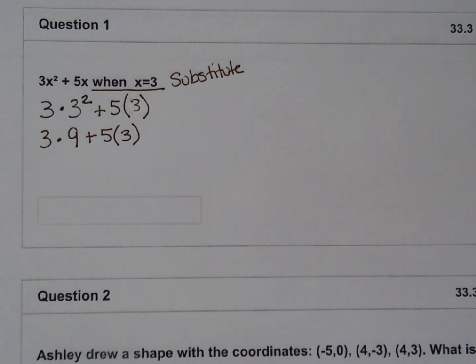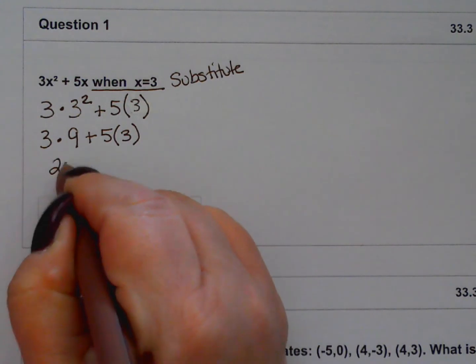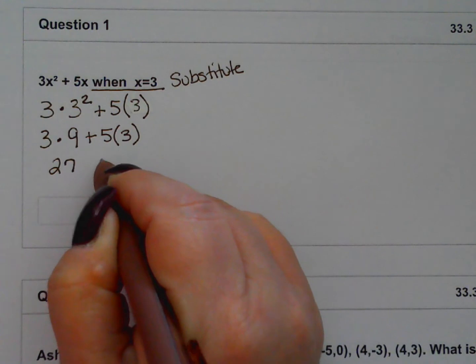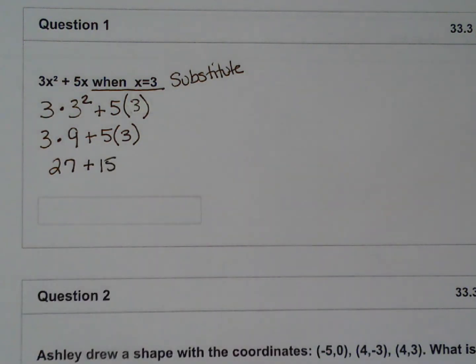Order of operations now says that I multiply and divide from left to right. I do have multiplication here. So 3 times 9 is 27. And then 5 times 3 is 15. So now I just add my addition sign.